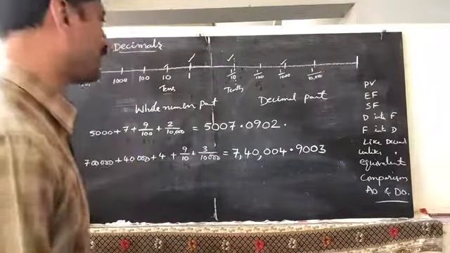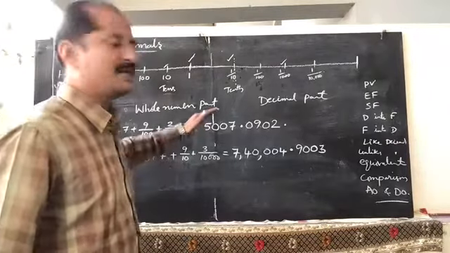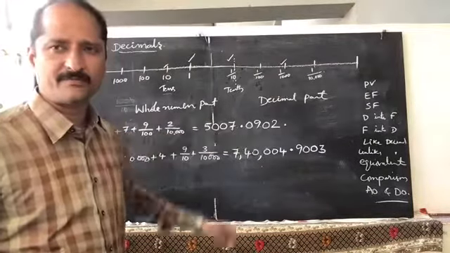So 7,40,004.9003. You can write like this. And the first one can be read as 5,007.0902. So this is the conversion of an expanded form into short form.